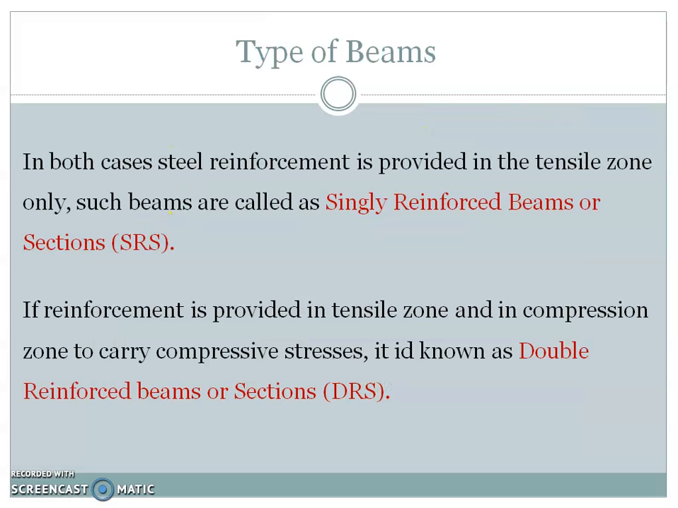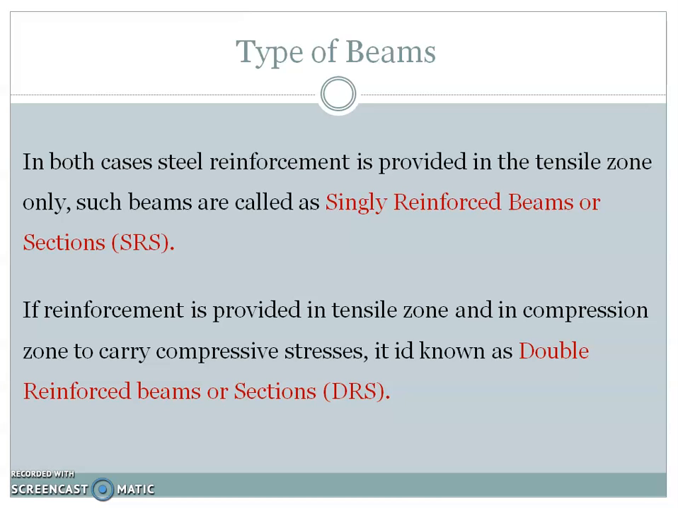So basically we have two types of beams. In both the cases that we saw just now, steel reinforcement was provided in the tensile zone only. Such beams are called singly reinforced beams or singly reinforced sections. So from the name itself, you can understand that it is singly reinforced. A single zone is reinforced. There is reinforcement only in one part of the beam. So it is called singly reinforced.